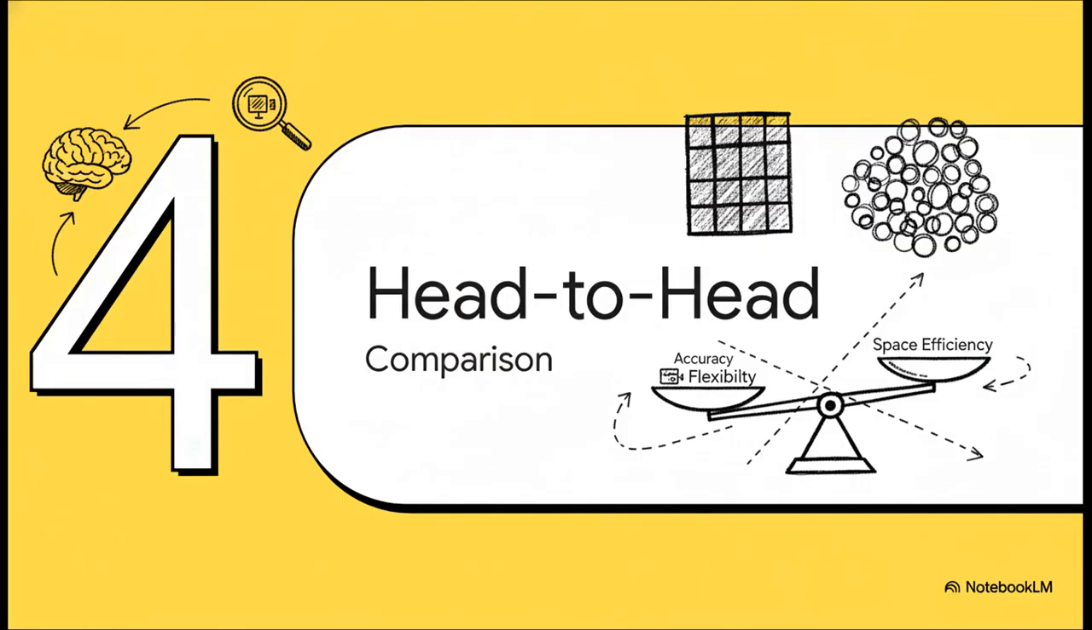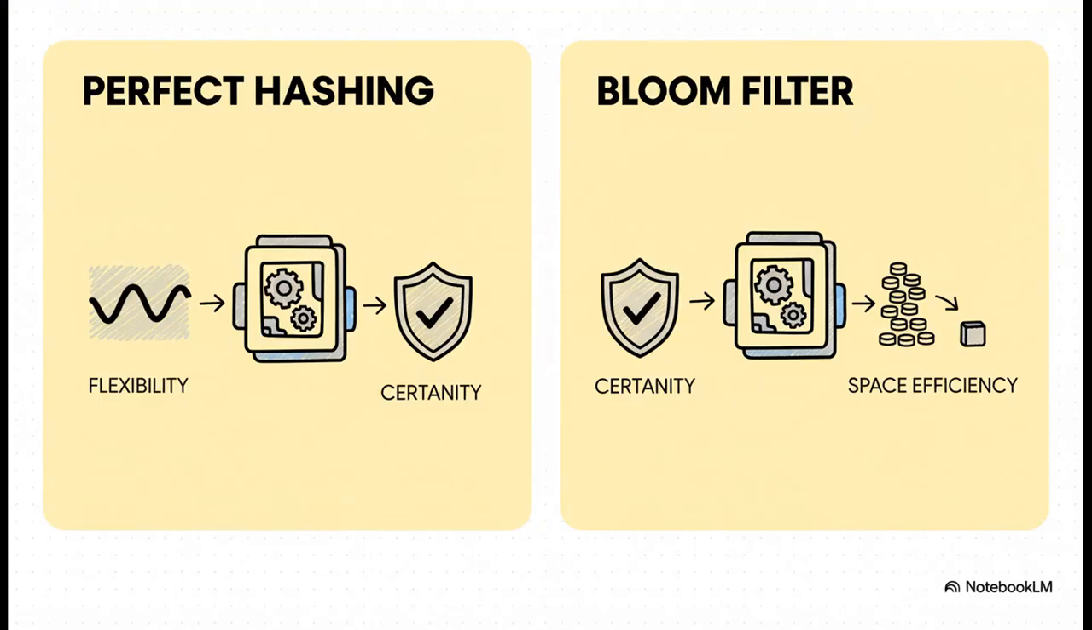All right, so we've got two really powerful tools for fast lookups, but they operate on completely different principles. Let's put them side by side and see exactly where each one shines. This is the fundamental trade-off in a nutshell. Perfect hashing gives up the ability to change the set. It has to be static, in exchange for perfect, 100% certain answers. The Bloom filter, on the other hand, gives up that 100% certainty in exchange for these incredible savings in memory.